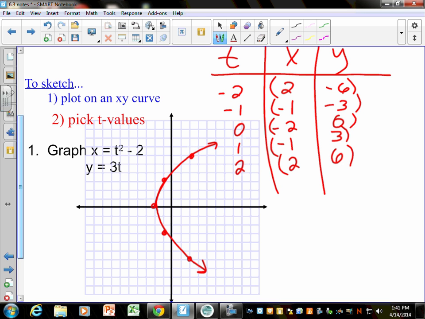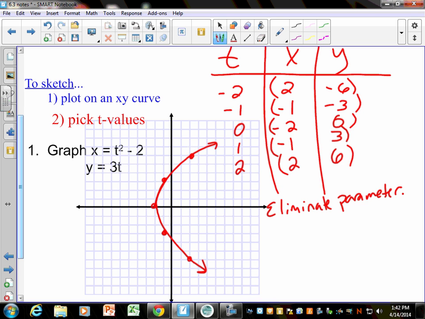The other big thing that we want to do is eliminate the parameter. Eliminate the parameter means write the equation with just x and y in it instead of t. It just means it's our favorite friend substitution. If I have two equations that both have t in it, could I solve one for t and plug it into the other equation, and then I'll have no more t's and only x's and y's?